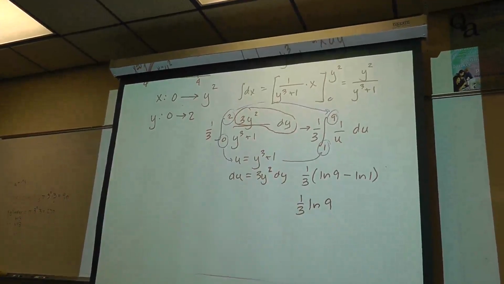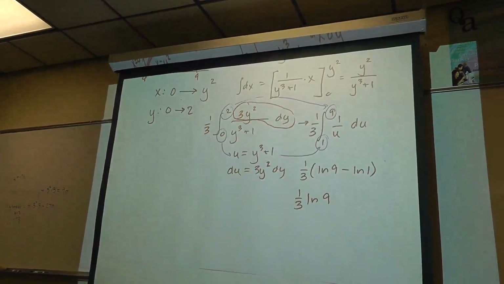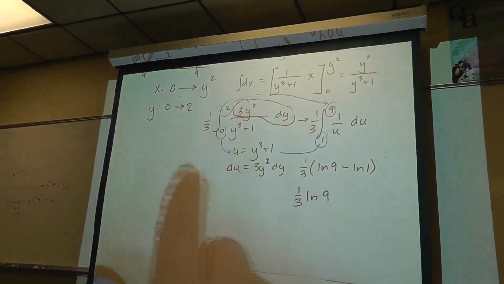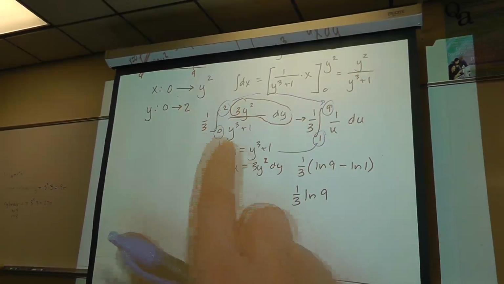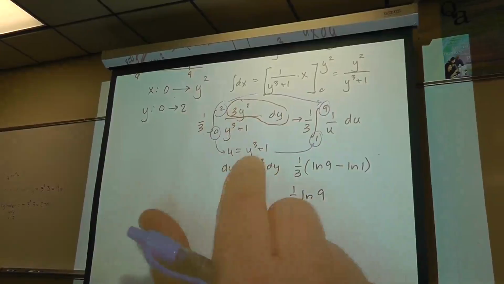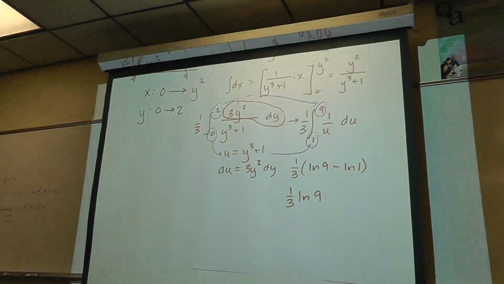Okay. But no, the u sub is that versatile. If you have constant limits, you can run those through there one at a time. The bottom limit here becomes the bottom limit there. The top limit here through the u sub becomes the top limit there.